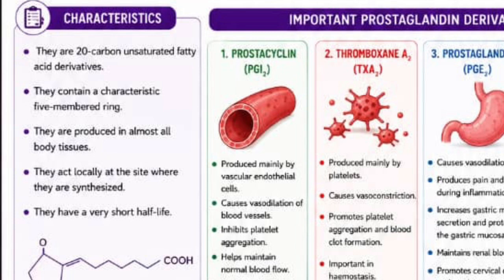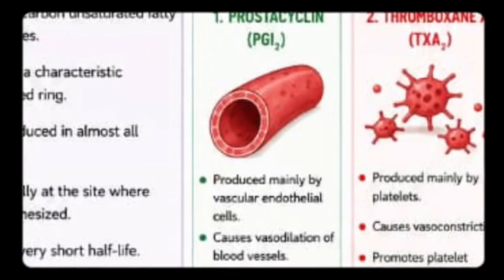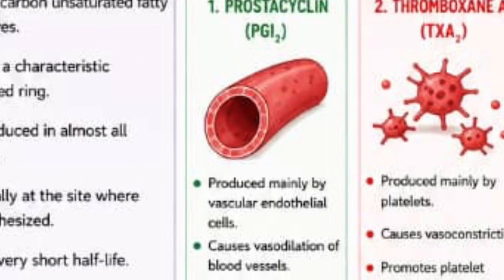Now, some important prostaglandin derivatives are prostacyclin, thromboxane A2, prostaglandin E2, and prostaglandin F2 alpha. These are receptors of prostaglandin, and we call them prostanoids because they are prostaglandin derivatives. The first prostaglandin derivative we'll talk about is prostacyclin. We'll call it what? PGI2.